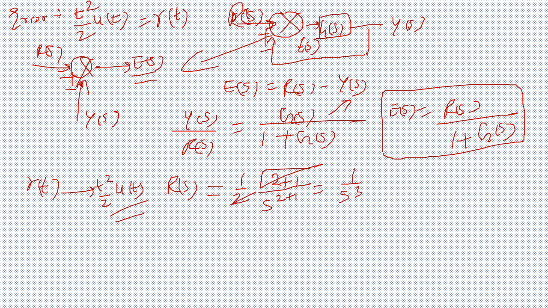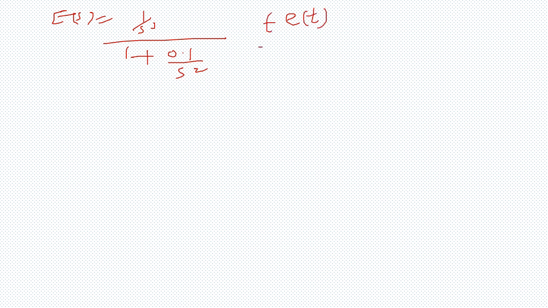Once we have r of s and g of s, we can simply substitute them here, and we get e of s equal to r of s, which is 1 over s cubed, over 1 plus, we know that k is already 0.1 over s squared. This is our G(s) which we had calculated earlier. So now we have an expression here, and now we need to find the steady state error. So how can we find the steady state error? Let me first write e of s again. It is 1 over s cubed over 1 plus 0.1 over s squared. The steady state error is the error e of t as t tends to infinity. This is the definition of error.